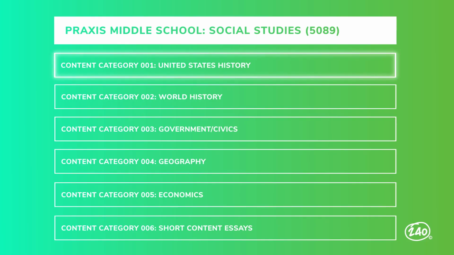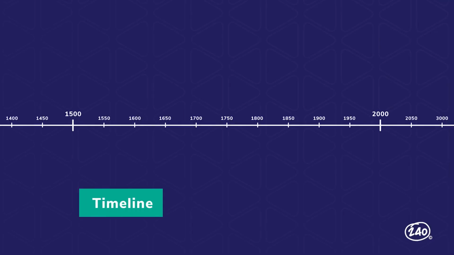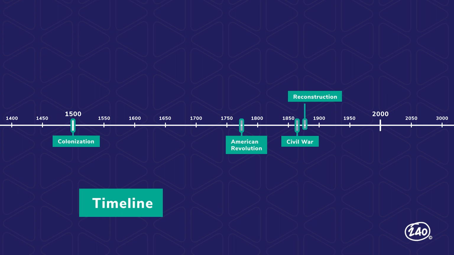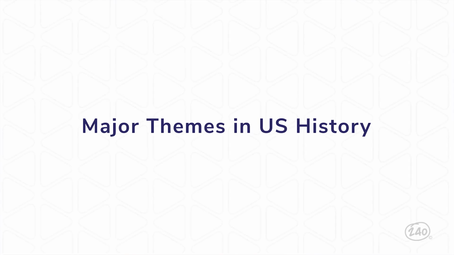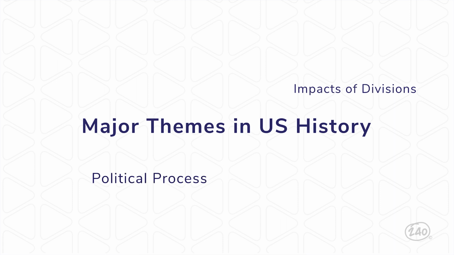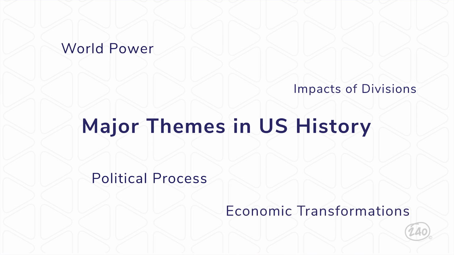First up, Category 1. Category 1 covers United States history. This includes chronological developments spanning from colonization to the American Revolution, to the Civil War and Reconstruction, to the Great Depression, to the Cold War, and lots of other events in between. The category also covers major themes in U.S. history, like impacts of racial and gender divisions, how participants in the political process shaped policy, the U.S. as a world power, economic transformations, patterns of immigration, to name a few.